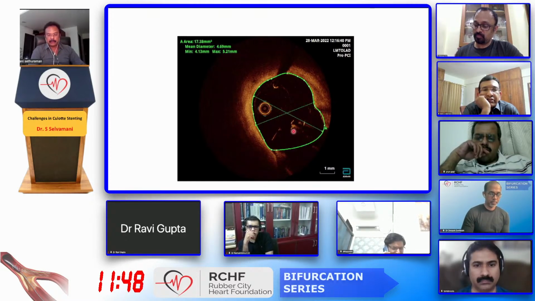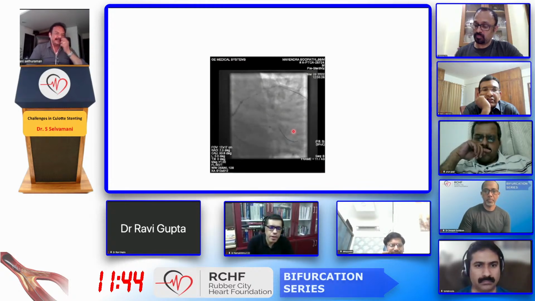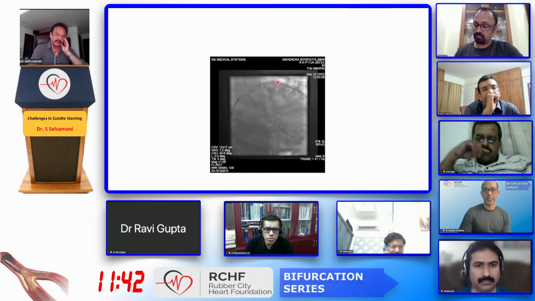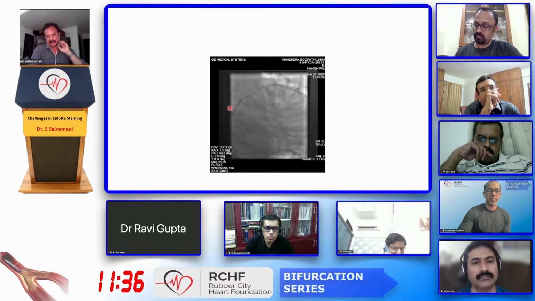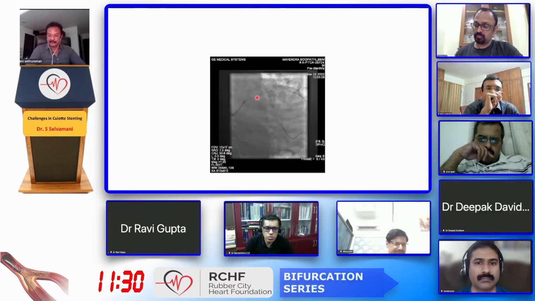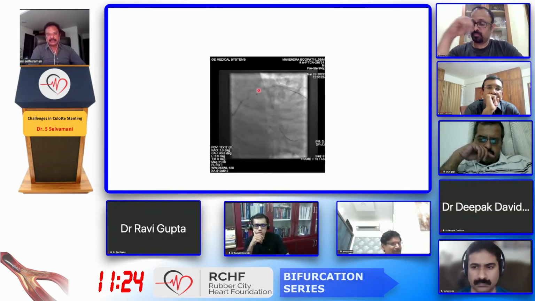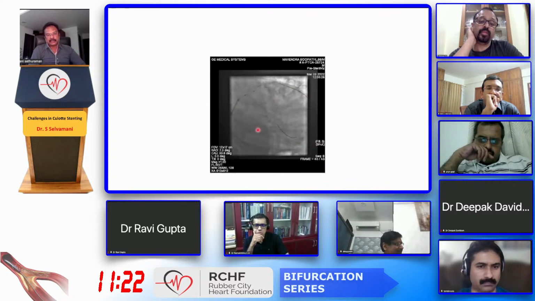And now, again, a similar thing could have been done. But what I did is I tried to pass a wire from the left main into the LAD. The balloon was clearly crossing there, so there was no resistance there. So probably we could have dilated it and crushed it. But of late, what I am doing is, because if you crush it, as Deepak was saying, you are going to have more steps there.